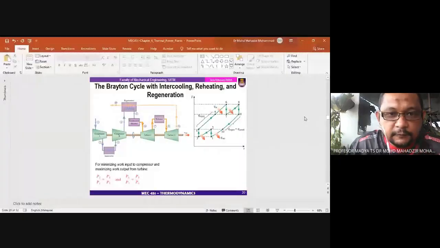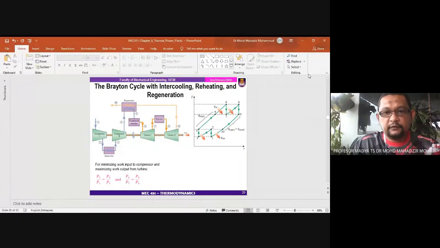Brayton cycle with intercooling, reheating, and also regeneration. As you all know, the topic of modification with regeneration has been covered in the last class. So today I will talk more on the intercooling and reheating.